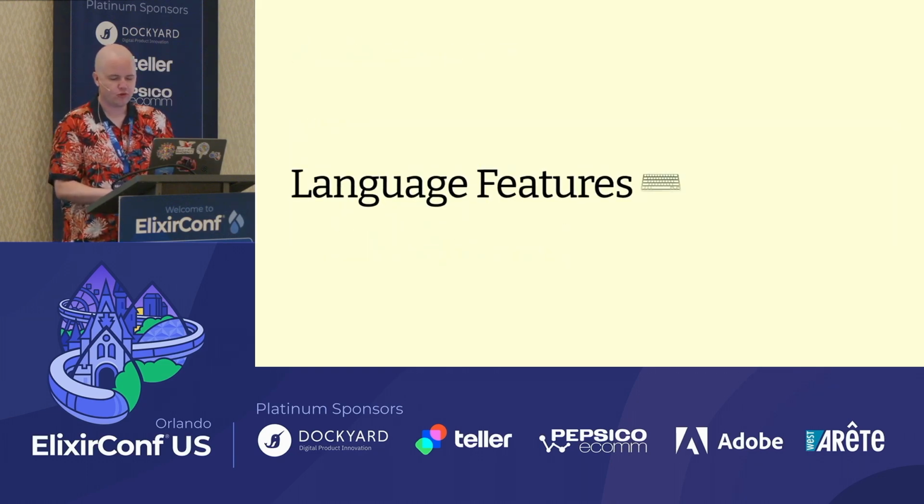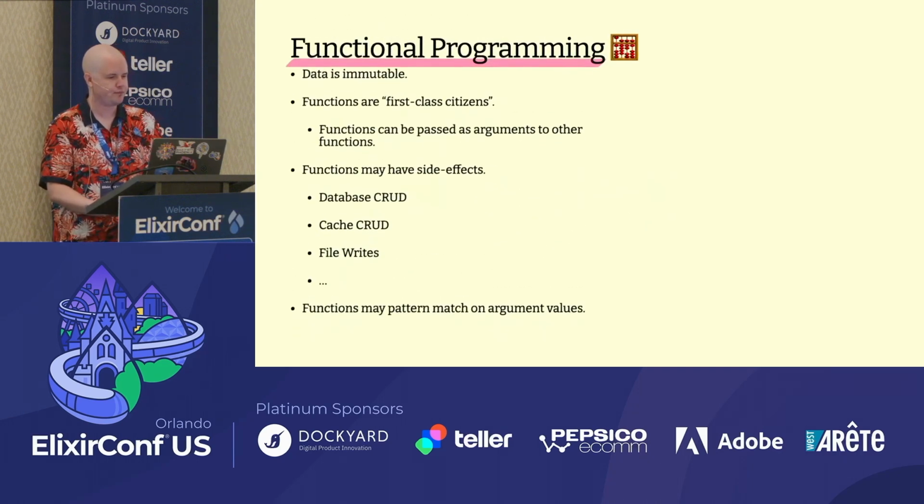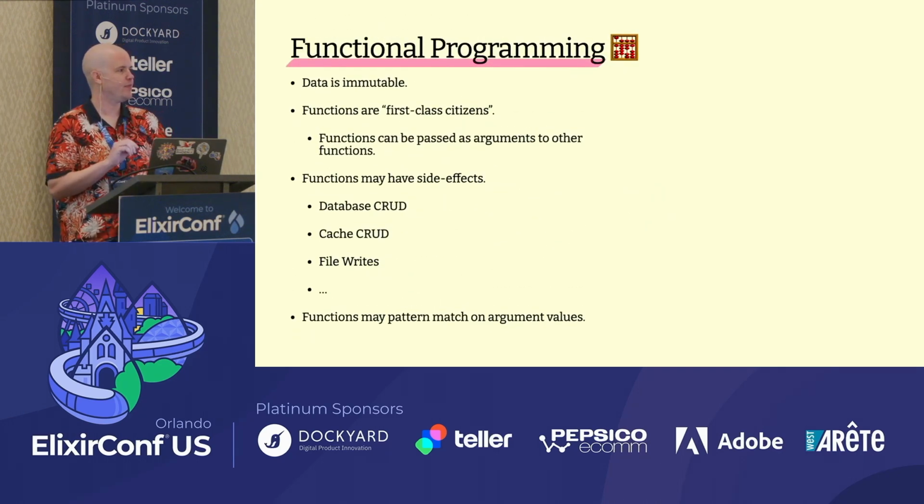All right, so that's kind of running the code. Let's talk about writing the code. So I'm happy to report we are in functional programming land. So our data is immutable, and our functions are first-class citizens. And whenever I was learning about all this stuff a few years ago, that was kind of a hard concept to wrap my mind around.